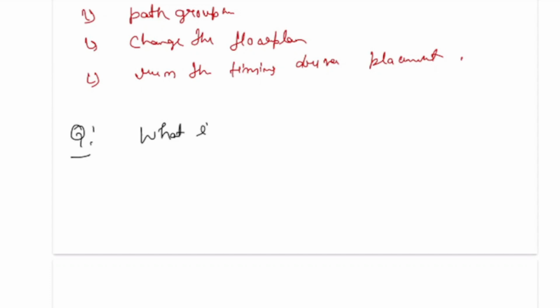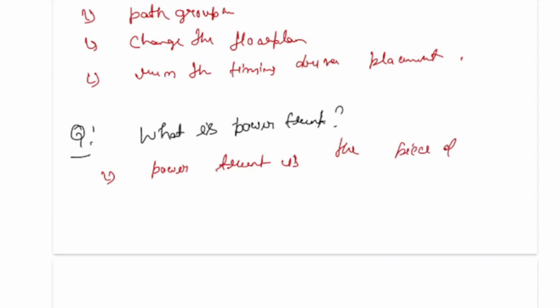What is power rung? Power rung is a piece of metal connecting the IO pad and the core rings.